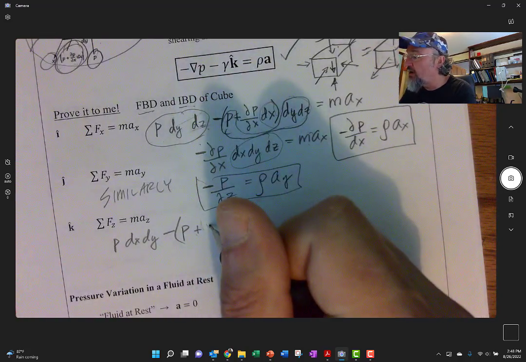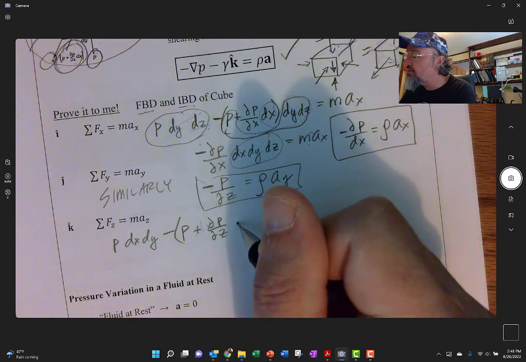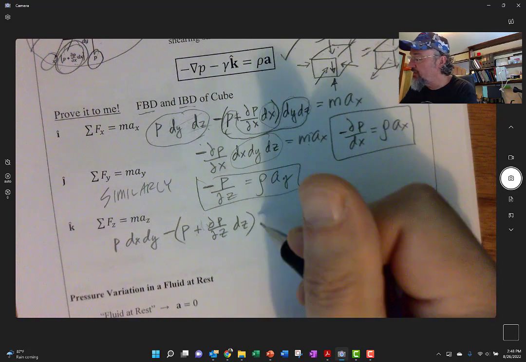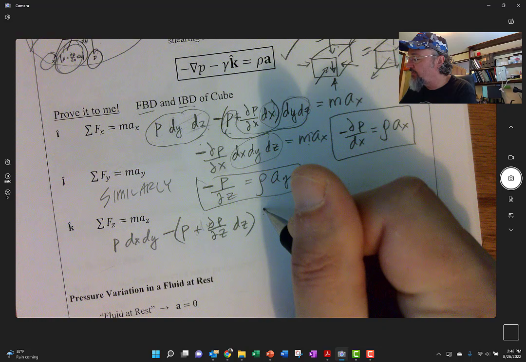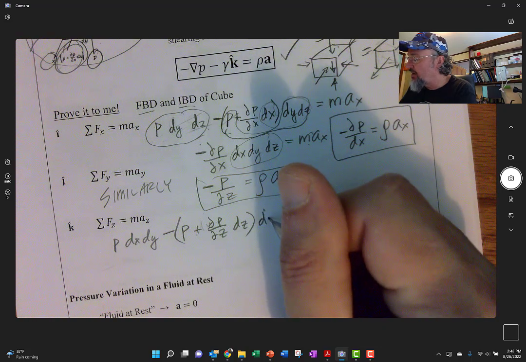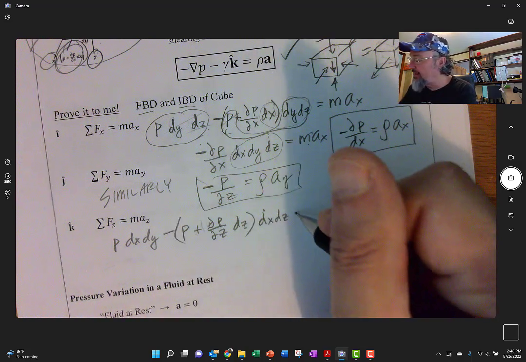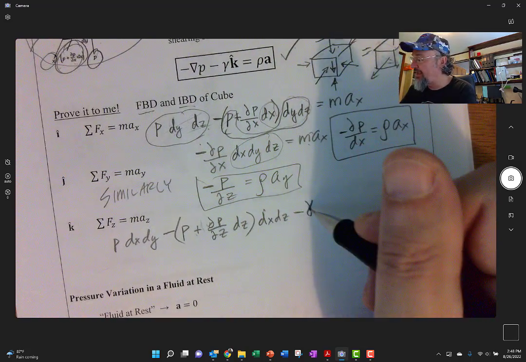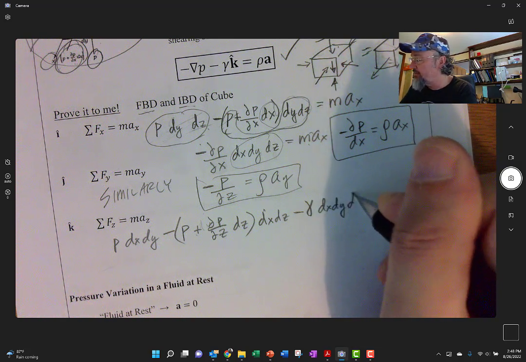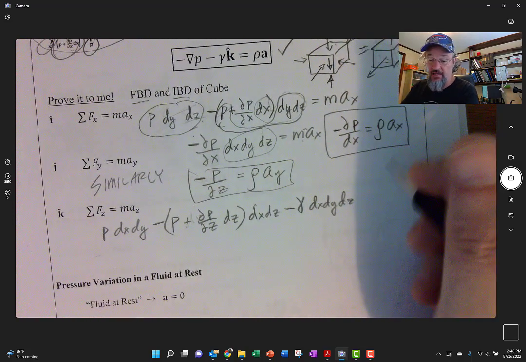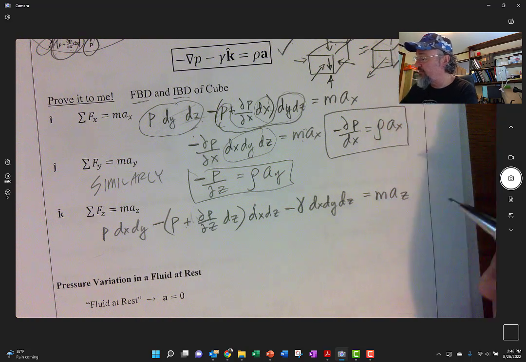It could have an increased amount. So we have plus del P del Z times dz, right? And this is going to be that. So this is the pressure on that top face, and we're going to have dx dy. And then we're also going to have in a downward direction the gamma times the weight of this, and that's going to be dx dy dz, which is the volume, and that's going to be equal to the mass times the acceleration in the z direction.